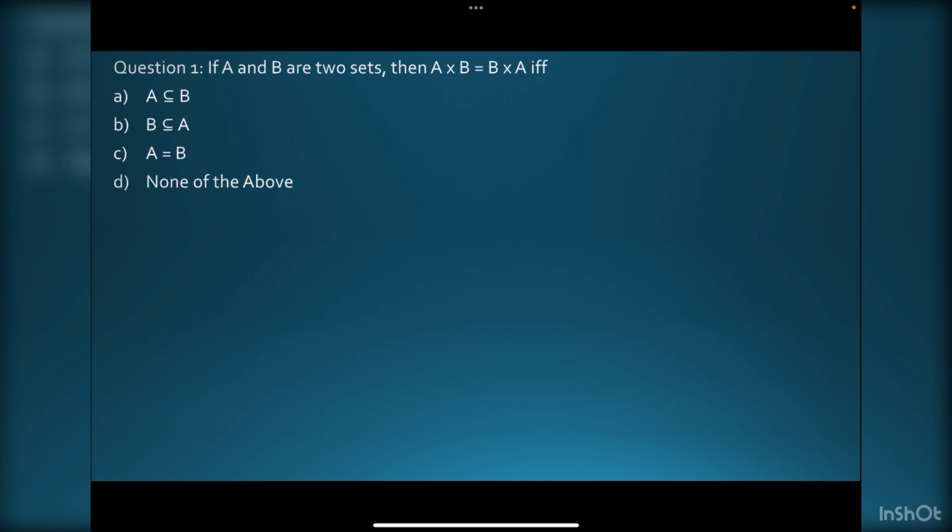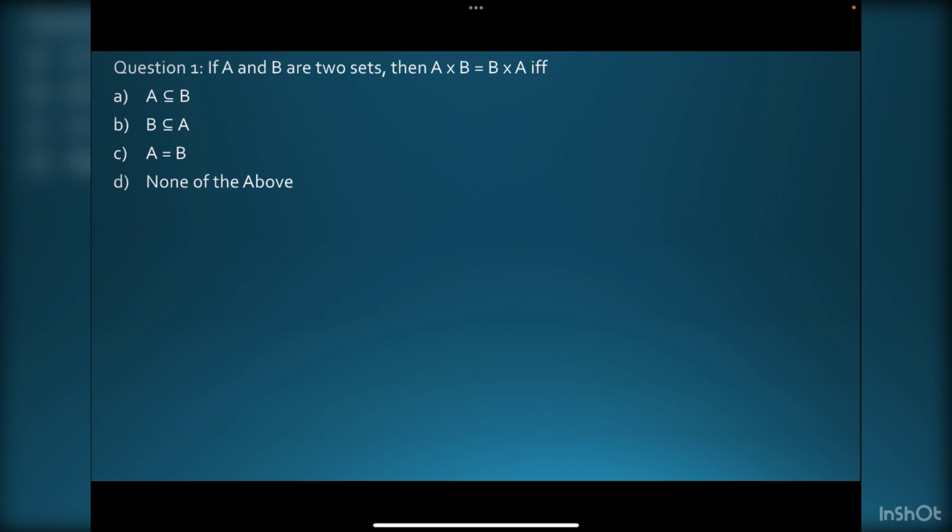Now, you need to understand what A Cartesian product B is. A Cartesian product B contains all the pairs where the first element belongs to A and the second element belongs to B. Similarly, B Cartesian product A contains all the elements (b, a) where b belongs to B and a belongs to A.